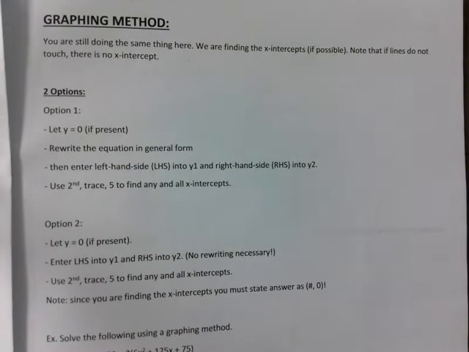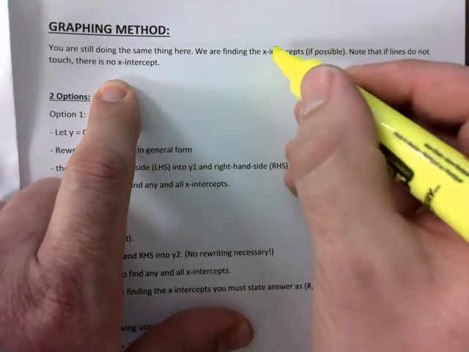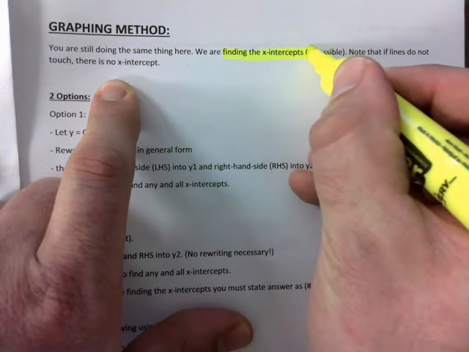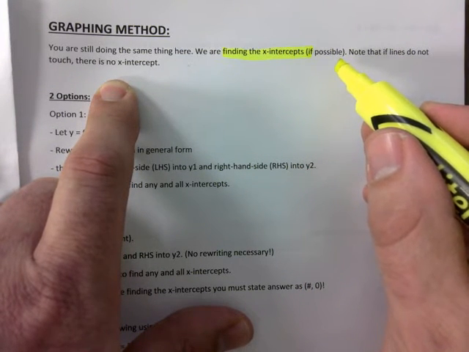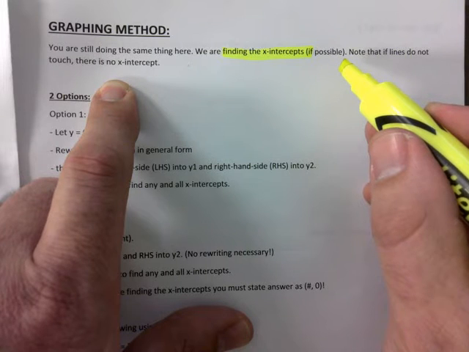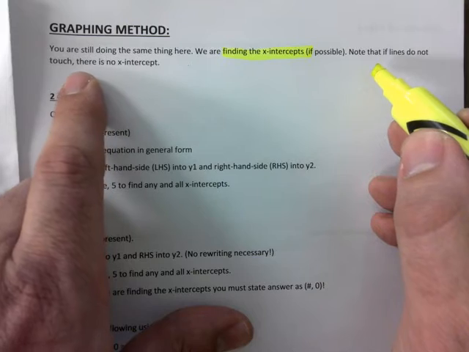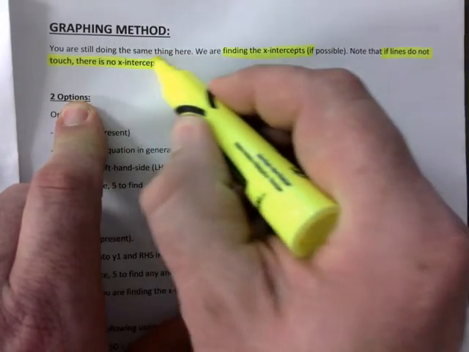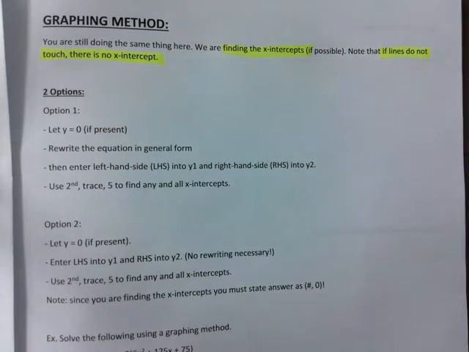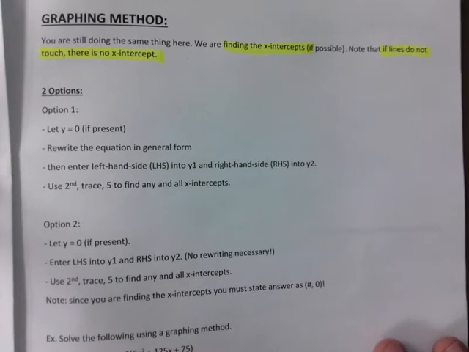So you're still doing the same thing here. Same thing as before, we're finding the x-intercepts, if possible, I should say, because not always are there x-intercepts, right? Some parabolas just do not cross. If the lines do not touch, there are no x-intercepts. There is no x-intercept. And so I'll explore two options here with you.